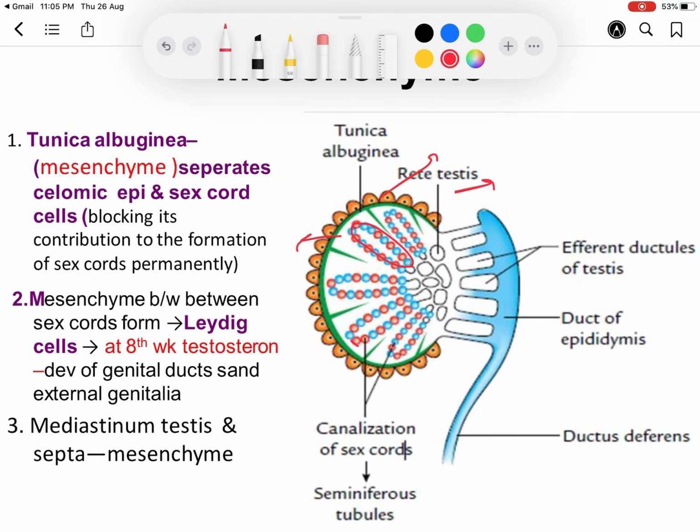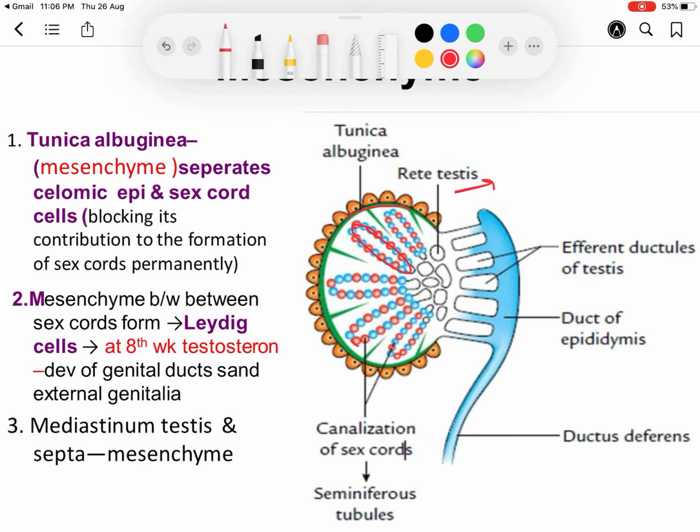After the Tunica Albuginea has been formed, it will block the contribution of coelomic epithelium in formation of sex cord cells. ठीक है, तो Tunica Albuginea बनने के बाद ये इसमें कंट्रीब्यूट नहीं करेगी, सीलोमिक एपिथेलियम सेक्स कॉर्ड सेल्स फॉर्मेशन में हेल्प नहीं करेंगी, ठीक है। And this Tunica Albuginea is poorly developed or not developed in females.